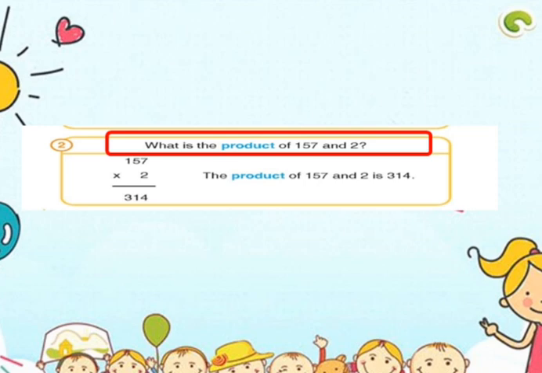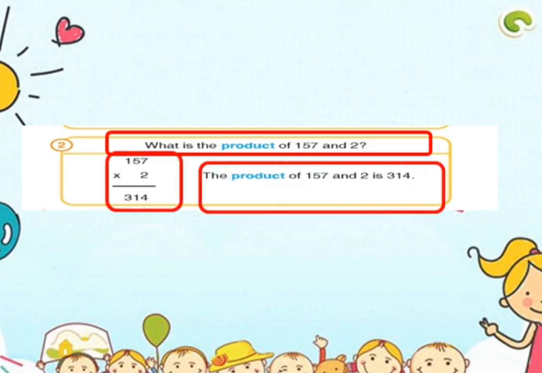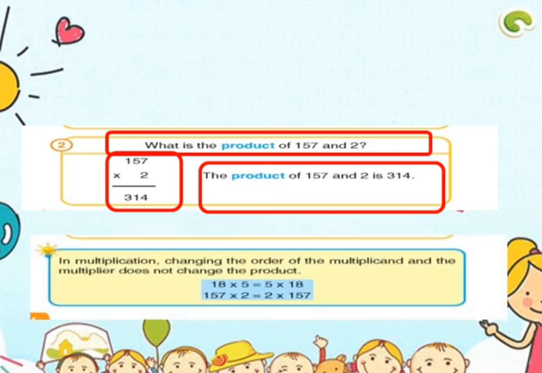157 and 2. Now let's say the full sentence. What is the product of 157 and 2? Now let's say the answer. The product of 157 and 2 is 314. 314. Repeat.